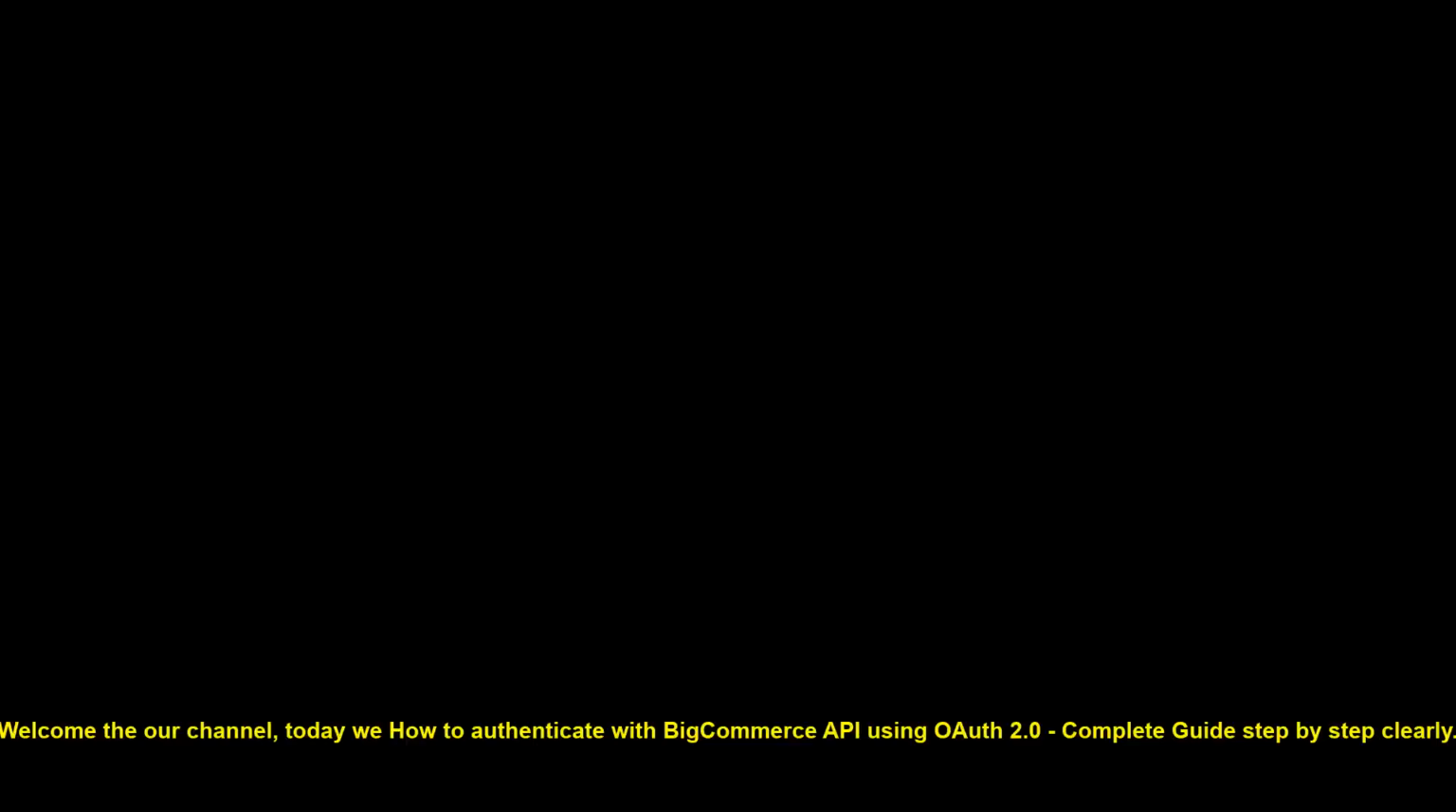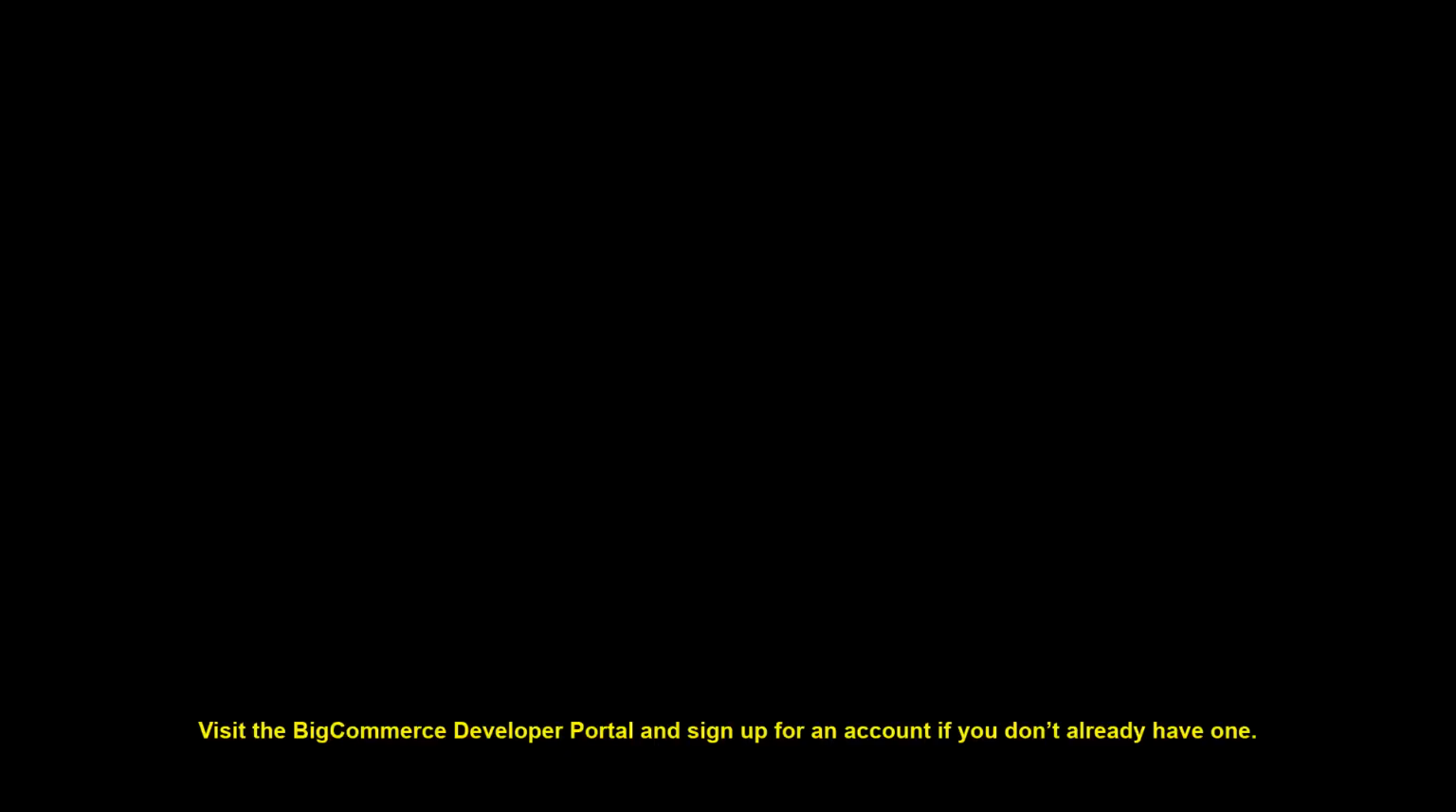Today we will learn how to authenticate with the BigCommerce API using OAuth 2.0, a complete guide step by step clearly. To authenticate with the BigCommerce API using OAuth 2.0, you first need to set up a BigCommerce developer account. Visit the BigCommerce developer portal and sign up for an account if you don't already have one.